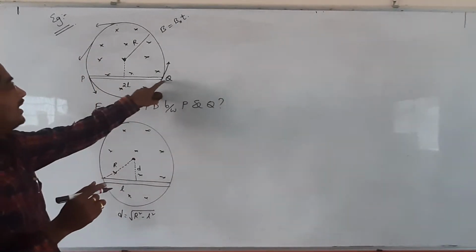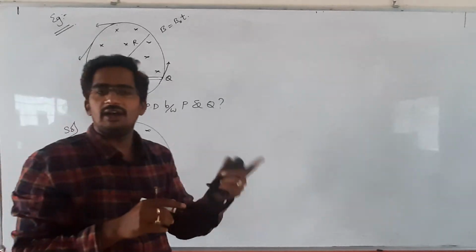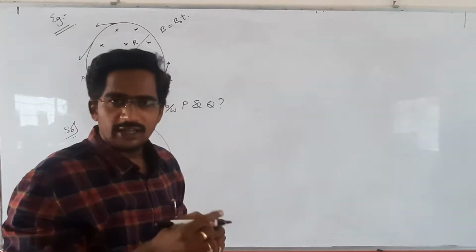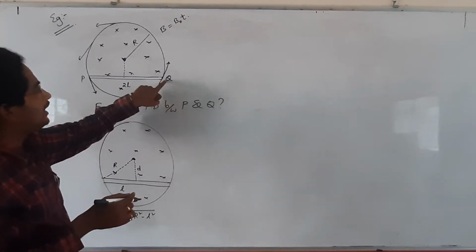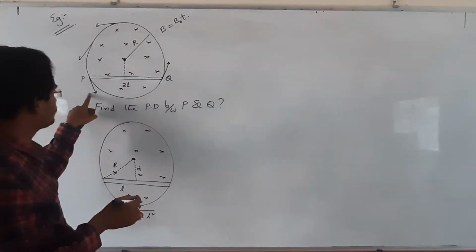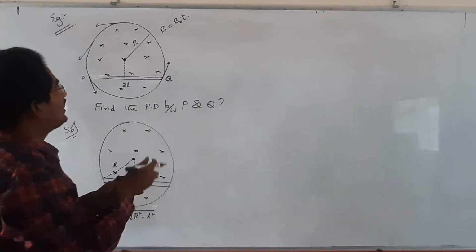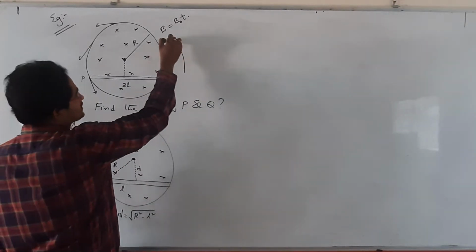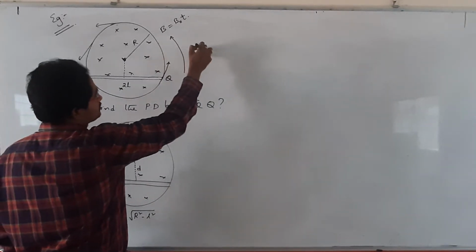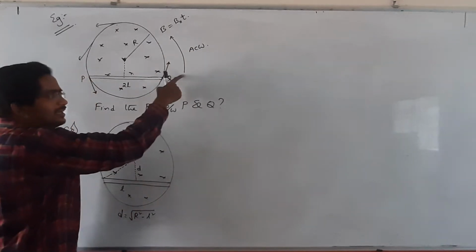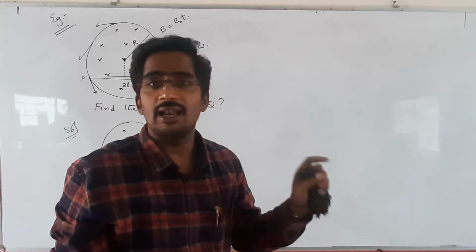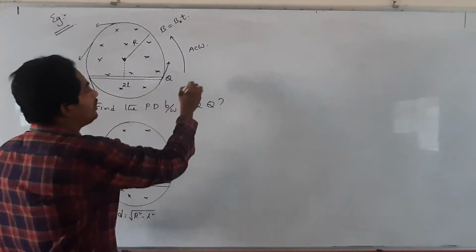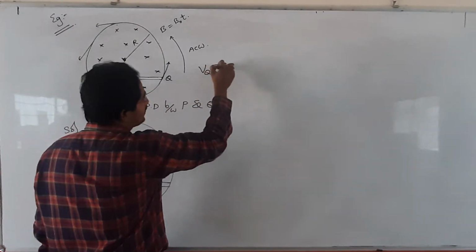So electric field direction is always from high potential to low potential. Here, Q is at a higher potential than P. Electric field direction here is anti-clockwise. By that, Q is at high potential and P is at a low potential. So here VQ is greater than VP.